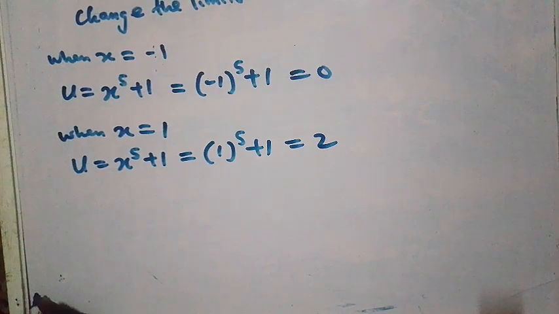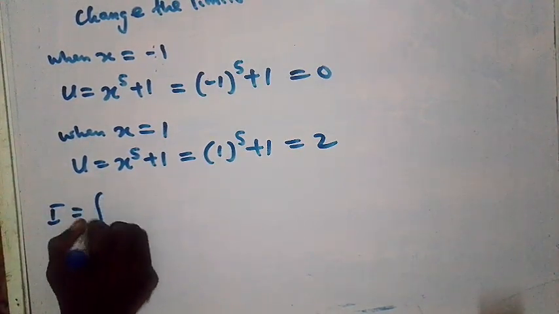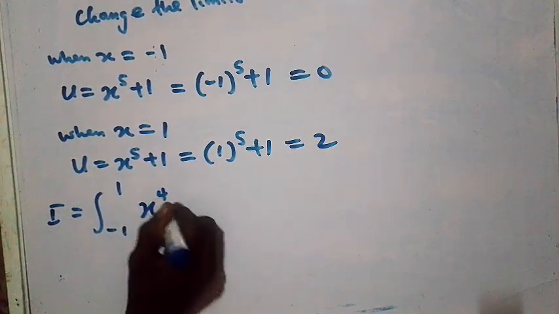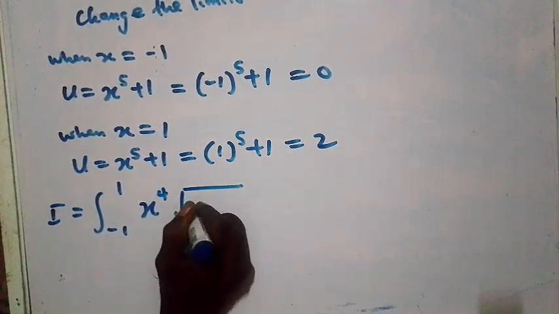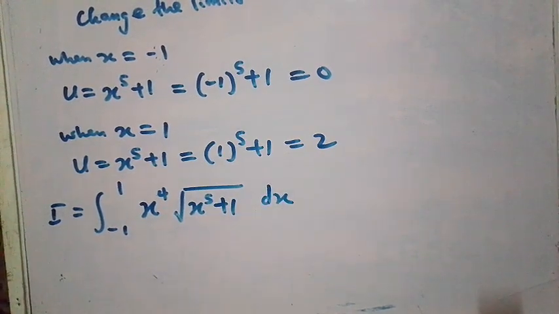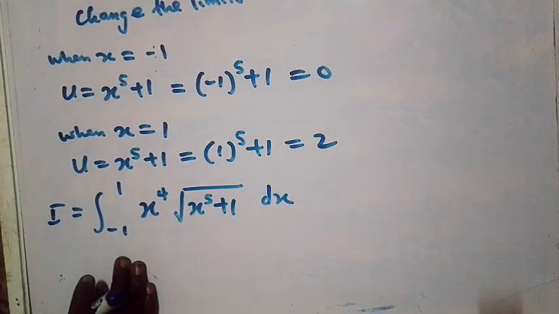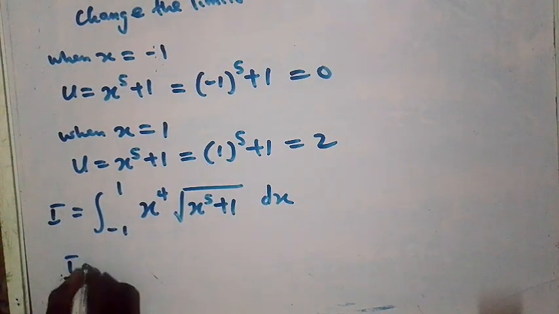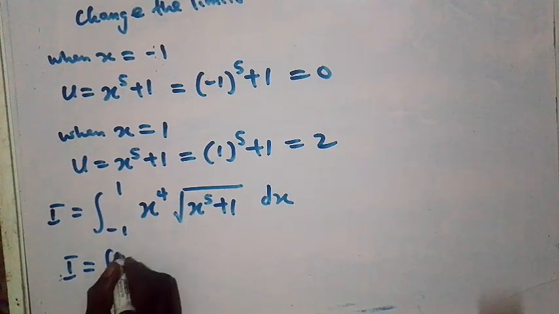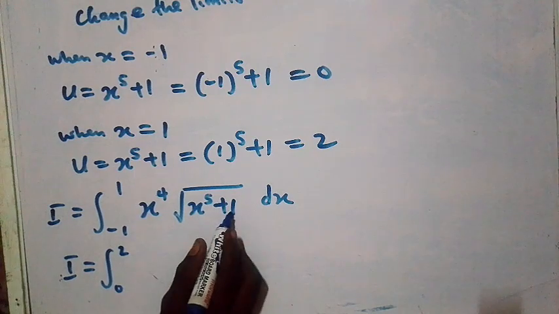Having read this, from where we've gone, I equals the integral from minus 1 to 1 of x raised to the power of 4, the square root of x raised to the power of 5 plus 1 dx. This is from where we've gone. Now we've resolved all this equation into I equals the integral, now introduce the new limit, 0 to 2, of x raised to the power of 5 plus 1.